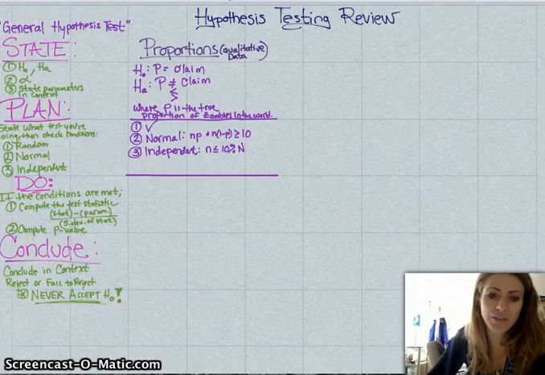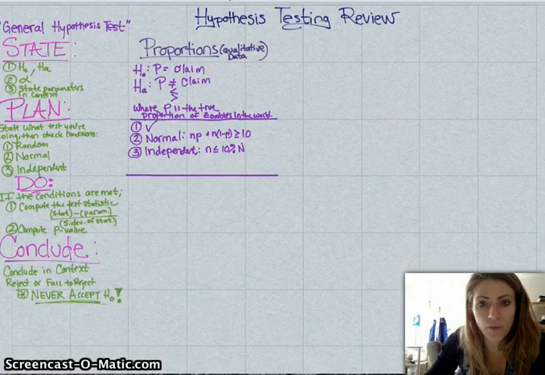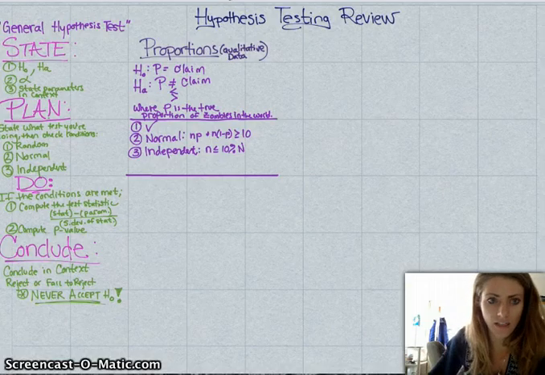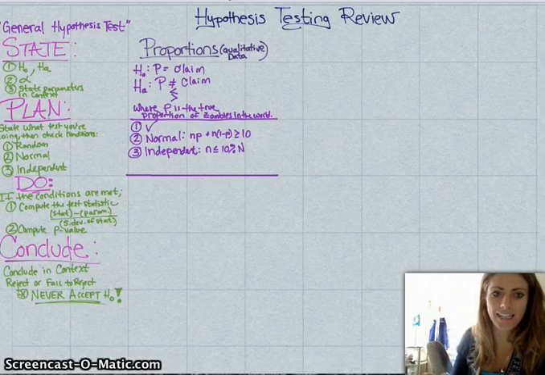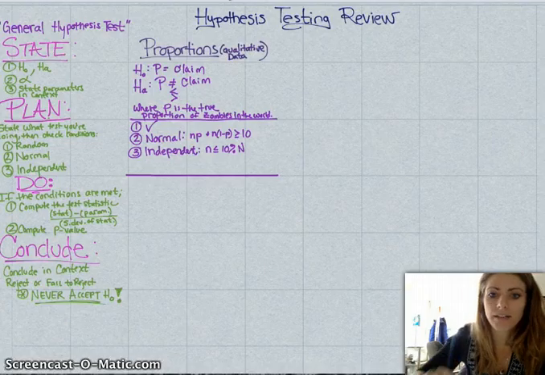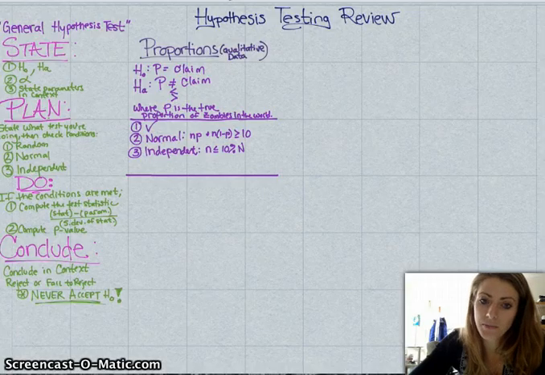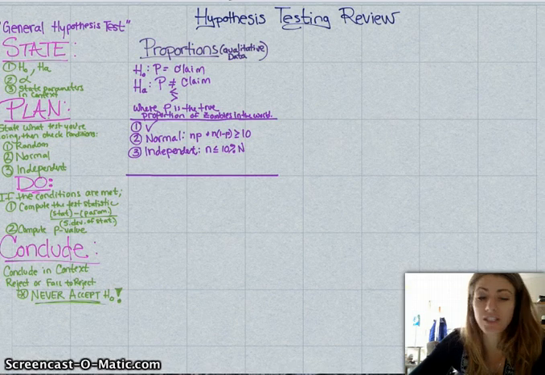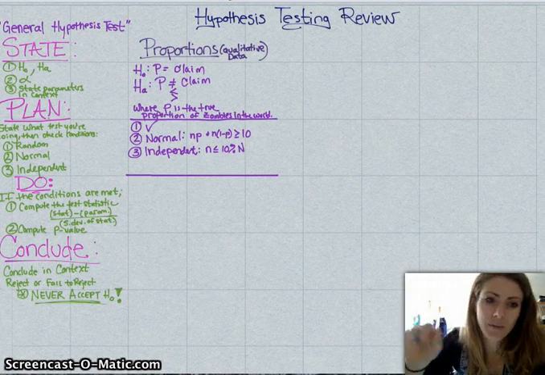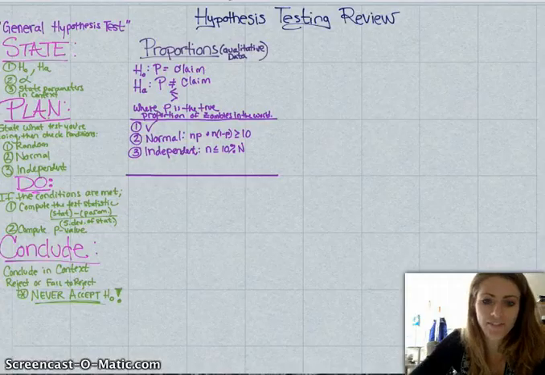So then your do step, when you're doing proportions, you're never using t, ever. So you're going to be doing the z distribution, so your test statistic is z, which is your statistic minus parameter over standard deviation of the statistic. In this case, p hat minus p all over the standard deviation of the statistic, which is the square root of p times 1 minus p all over n.